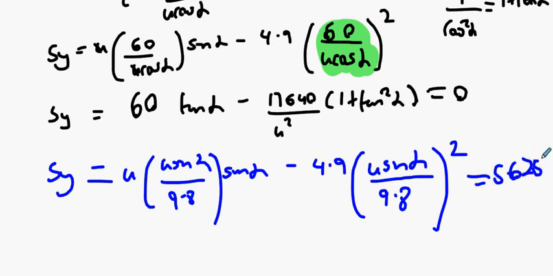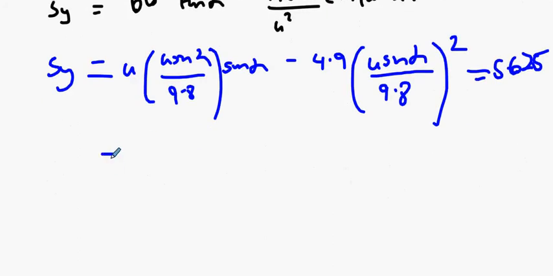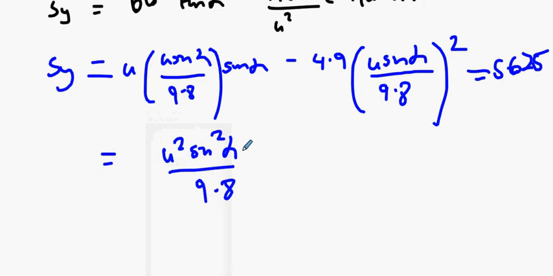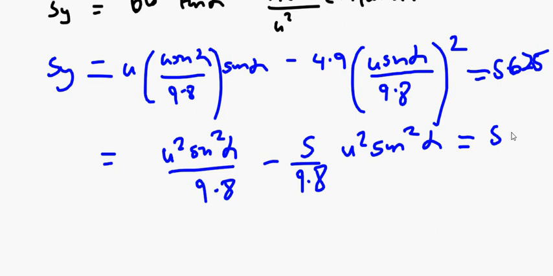5.625. Now, let's work this out, and we get u squared sine squared alpha over 9.8, minus 4.9 u squared sine squared alpha over 9.8 squared. What's 4.9 divided by 9.8 squared? I think it's like a quarter or something like that. Nowhere near it. 5 over 98. This looked very promising. Considerably easier than what we were thinking the other day.